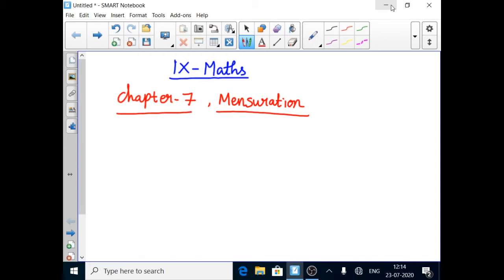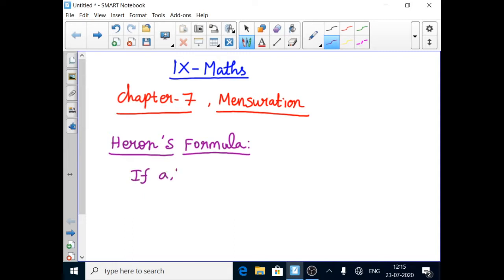So in this chapter, first we are going to learn a new formula that is called Heron's formula. This formula is used for finding the area of the triangle. Already we know so many formulas for finding the area of the triangle. This is one of the additional formulas for finding the area of the triangle. So this one we can use like this.